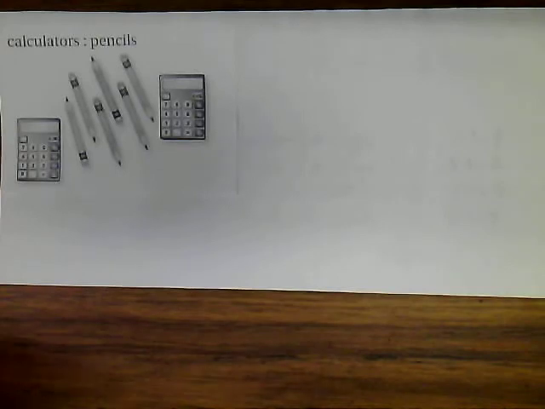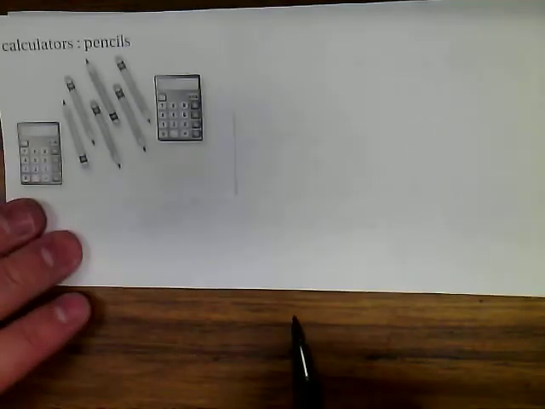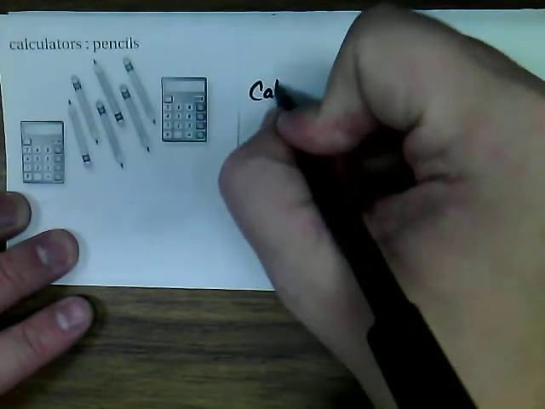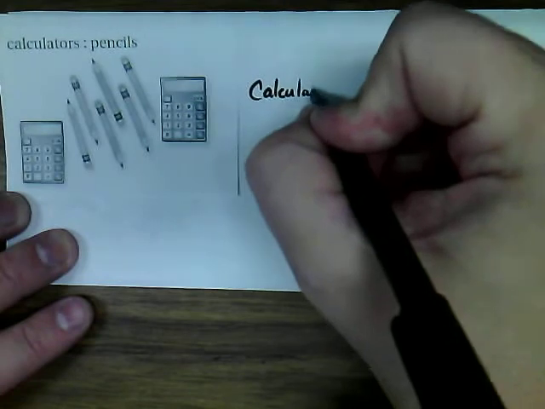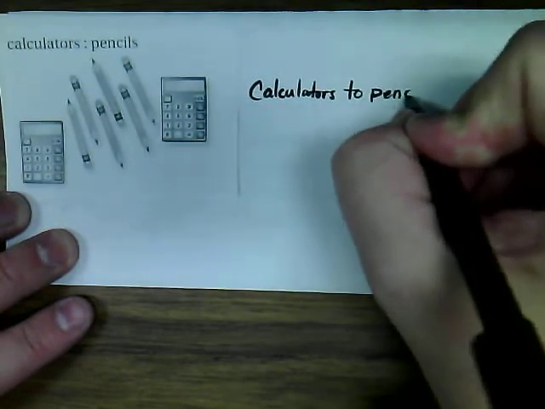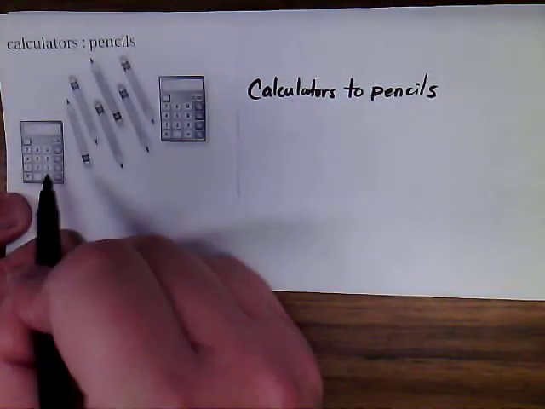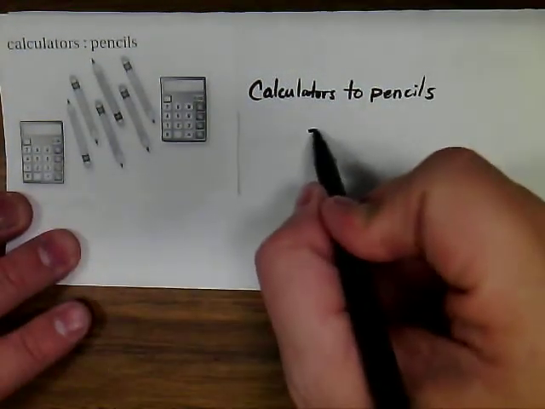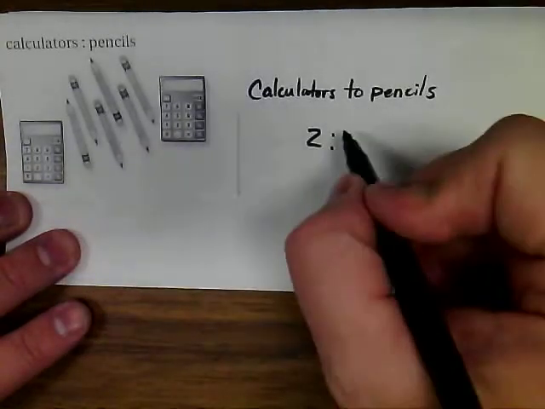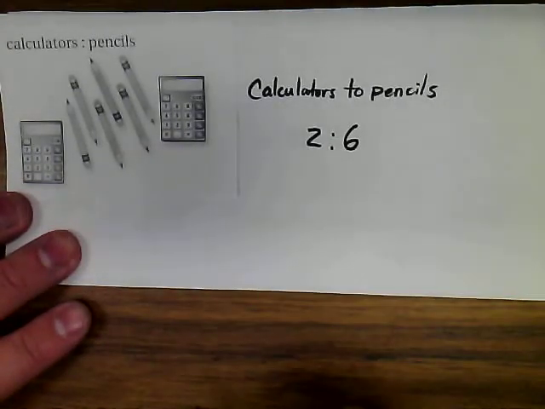This example shows some calculators and pencils. Now, if I wanted to identify the ratio of calculators to pencils, I would first identify how many calculators there are, 2. And then how many pencils? 1, 2, 3, 4, 5, 6. And my ratio is 2 to 6.